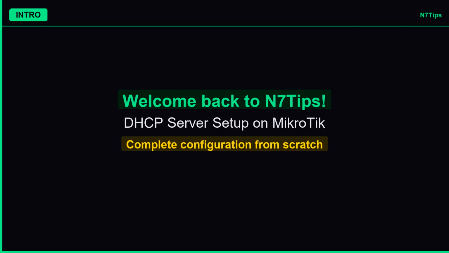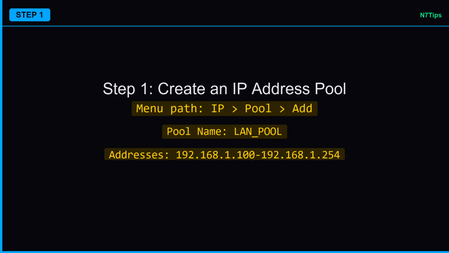In this episode, we're configuring a DHCP server on MikroTik from scratch. By the end, your clients will automatically receive IP addresses. Let's dive in. First, navigate to the DHCP server settings in your MikroTik interface. You can do this through the graphical menu or use the command line if you prefer. Either way gets you to the same place.